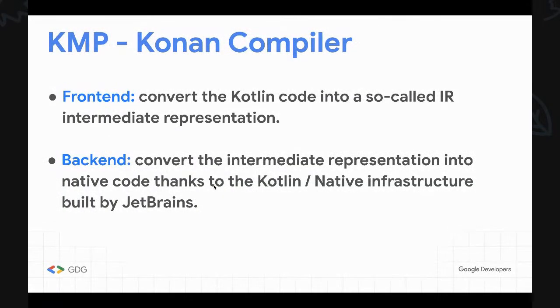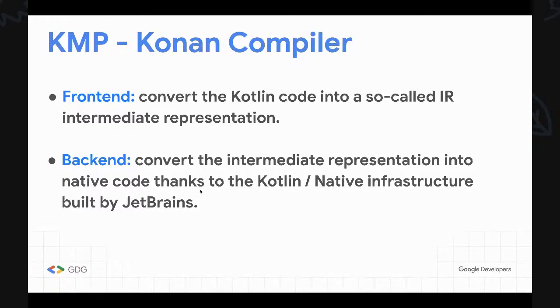The backend part has the role of converting the intermediate representation into native code using the Kotlin Native infrastructure built by JetBrains. And basically, as we said before, for Android, it converts the intermediate representation to Java bytecode, and for iOS, it converts the intermediate representation to native code executable by the iOS machine.